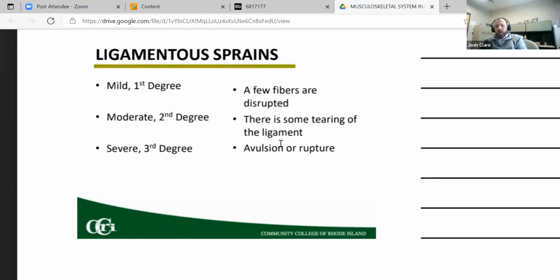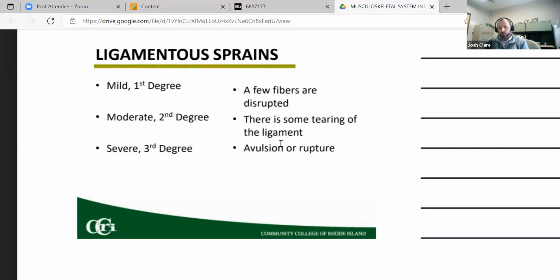Some injuries that can happen to these ligaments we call ligament sprains. We can have a mild first degree, which means very few fibers of the ligament are disrupted. A moderate second degree is where there is some tearing of the ligament. And severe is third degree, where there is a rupture of that ligament or even an avulsion, meaning the whole piece of bone that it was attached to is pulled away, known as an avulsion fracture.